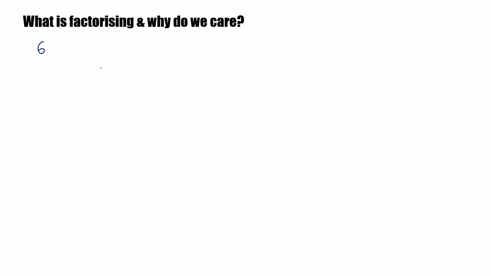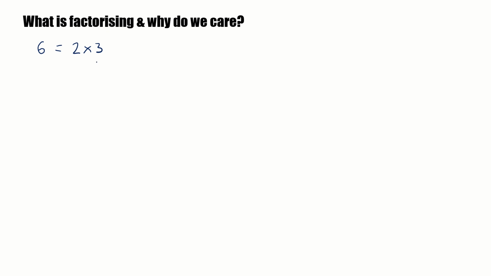But then if you want to factorise something, what you're doing is you're expressing that original number as a product of some of its factors. And the word product means multiply, so basically you're taking some of its factors and multiplying them together to get the original number. So for instance, 6 can be expressed as 2 times 3, because 2 times 3 is equal to 6. That's all factorising is doing.